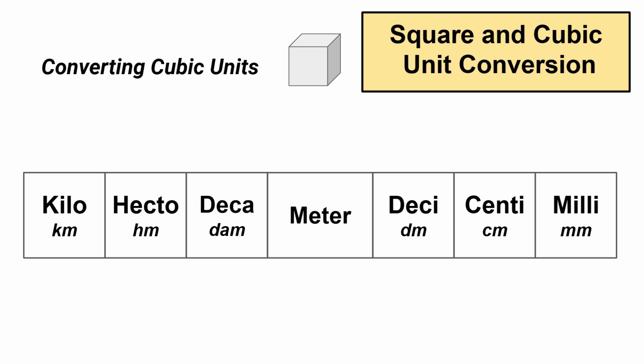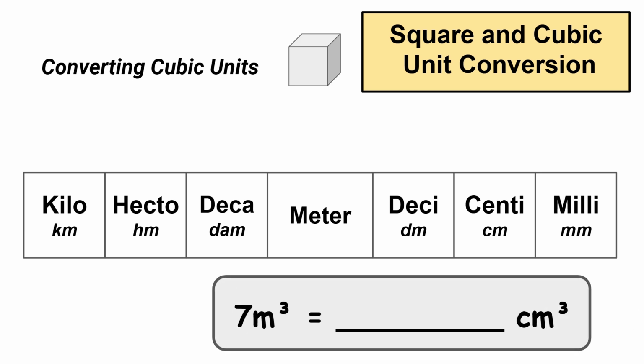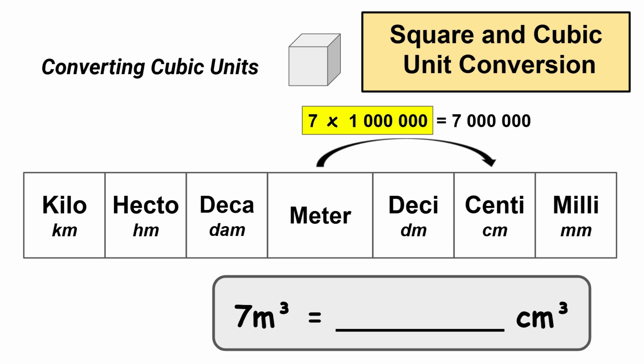Or let's say I wanted to convert 7 meters cubed to centimeters cubed. Well, since centi is 2 spaces to the right of meter on the conversion line, I would take 7 and multiply by 1000 2 times, which is the same as multiplying by 1 million once. So 7 multiplied by 1 million equals 7 million. So 7 meters cubed equals 7 million centimeters cubed.